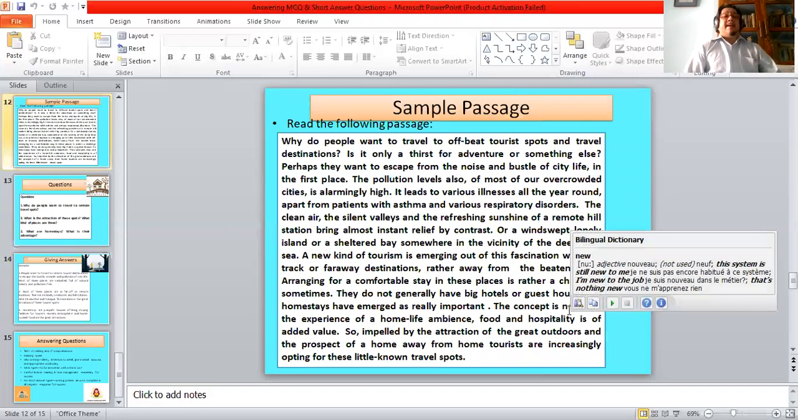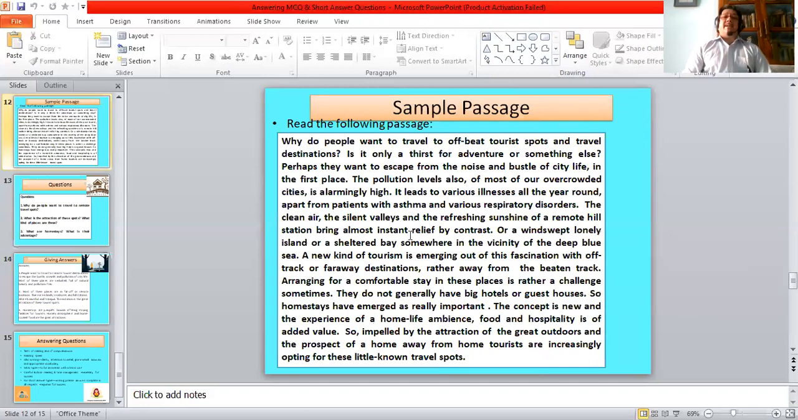Okay, now we have a sample passage which is given about tourist spots. Let us read the passage first. Why do people want to travel to offbeat tourist spots and travel destinations? Is it only a thirst for adventure or something else? Perhaps they want to escape from the noise and bustle of city life in the first place. The pollution levels also of most of our overcrowded cities is alarmingly high.